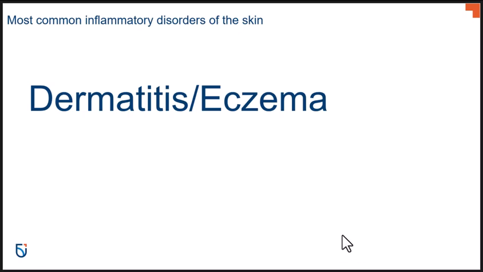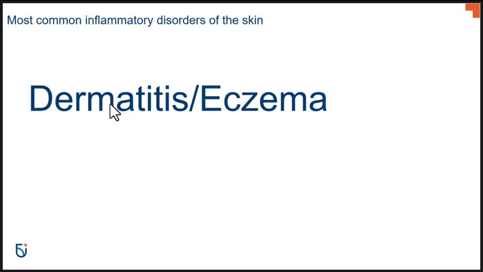All right, now on to integumentary disorders. I'm going to be spending quite a bit of time talking about dermatitis or eczema. These terms are commonly used interchangeably, but technically speaking, they would have slightly different meanings, but we're going to be using them interchangeably for this course.